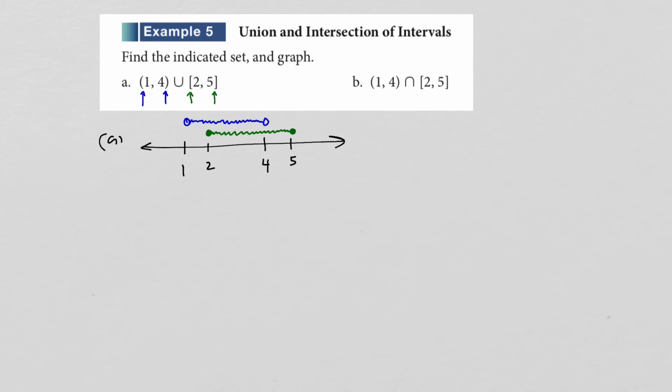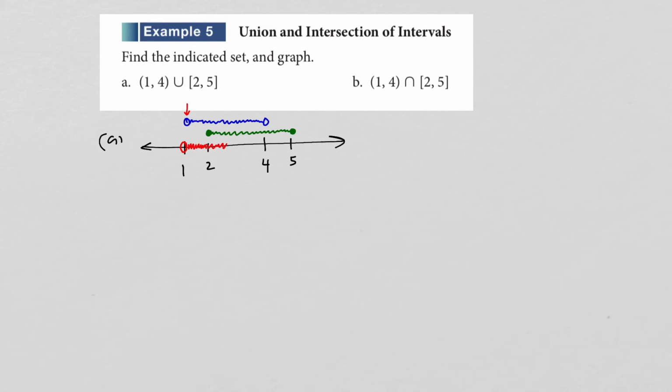Now, on this number line, I'm going to graph what we're trying to get here, which is the union of these two sets. Now, union means we are putting these two sets together. So every number that belongs to one set or the other set is going to be a part of our final answer here. So we do not include the number 1 because it is not included here, but we do include all the numbers in between 1 and 2.